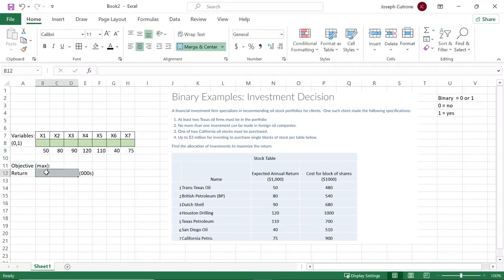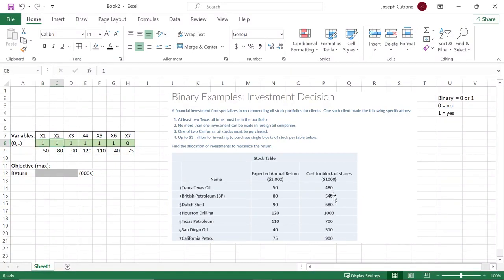So here's how this is going to work. I'm going to ask Solver to find me the best results here. And Solver is going to come back with a bunch of zeros and a bunch of ones. So let's just pick ones across. It can't give me any other number. So I'll do 1, 1, 1, 1, maybe a 0. 1 means yes, purchase the block of shares for Texas Oil. A 1 in X2 means yes, purchase also the block of shares.